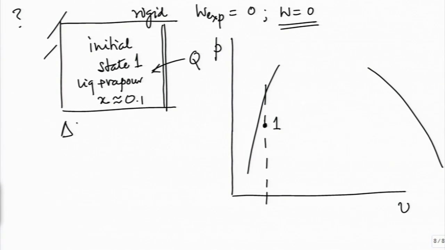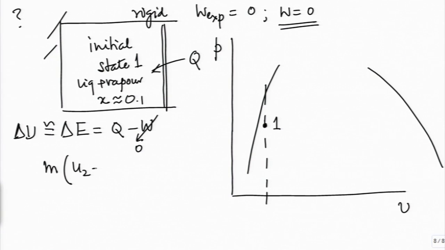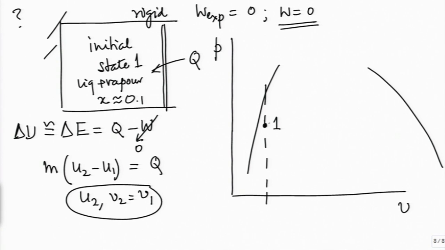Okay. Then this is a simple process. This process will be analyzed as delta E is Q minus W. W is 0 according to our specification. So, M into delta U, so M into (U2 minus U1) will be equal to Q. So if Q is negative, U2 will be less than U1, and then U2 and V2 equals V1 will give you the final state. Calculate the final state, and whether it gets a higher dryness fraction or lower dryness fraction will be determined based on this.